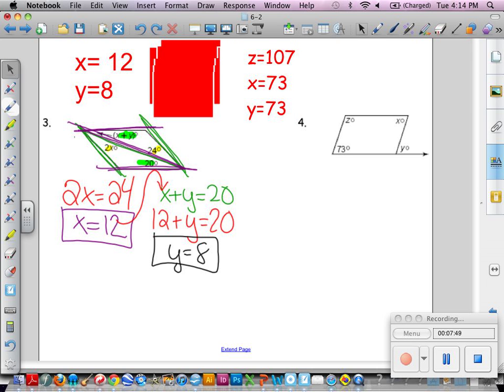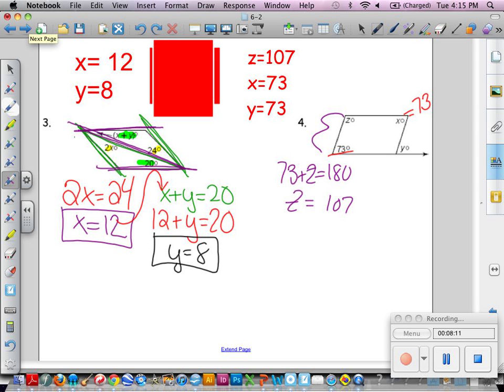Welcome back. In this problem, opposite angles are equal, so x is 73. Adjacent angles add up to 180, so 73 plus z is 180. Z equals 107. There's a number of ways to find the y. If z is 107, I would write 107 here, and then I would say straight lines equal 180.